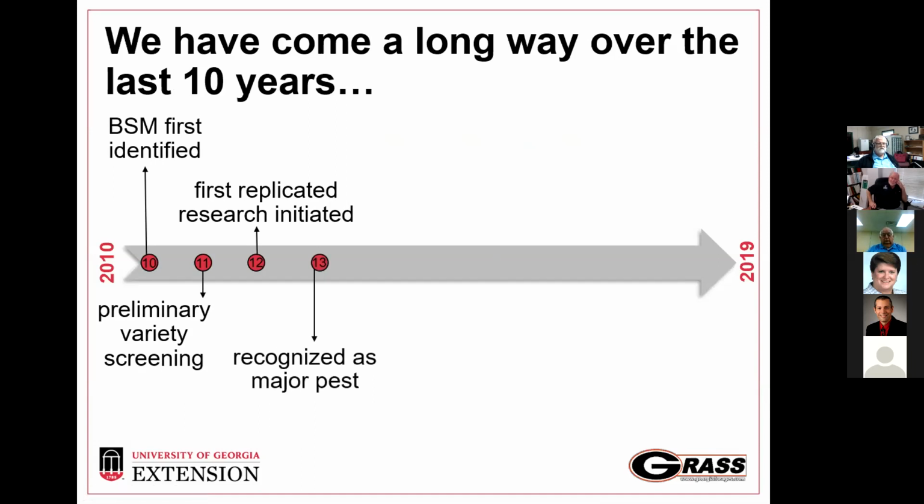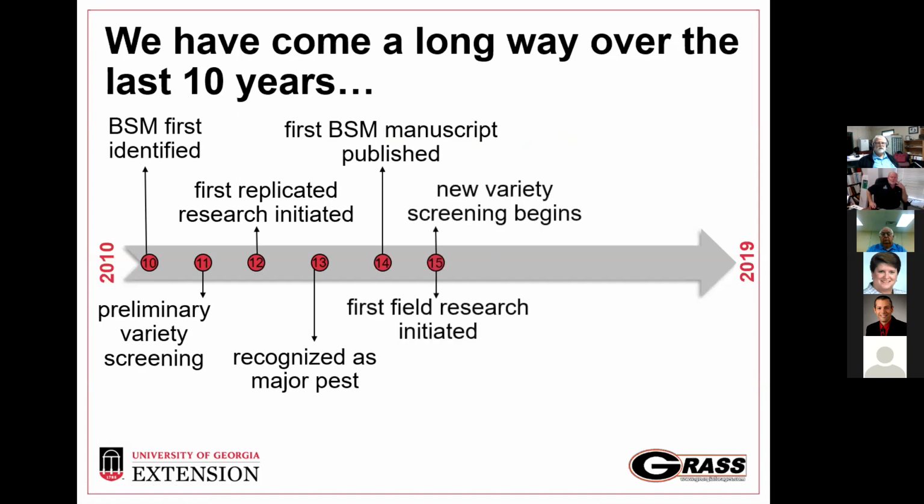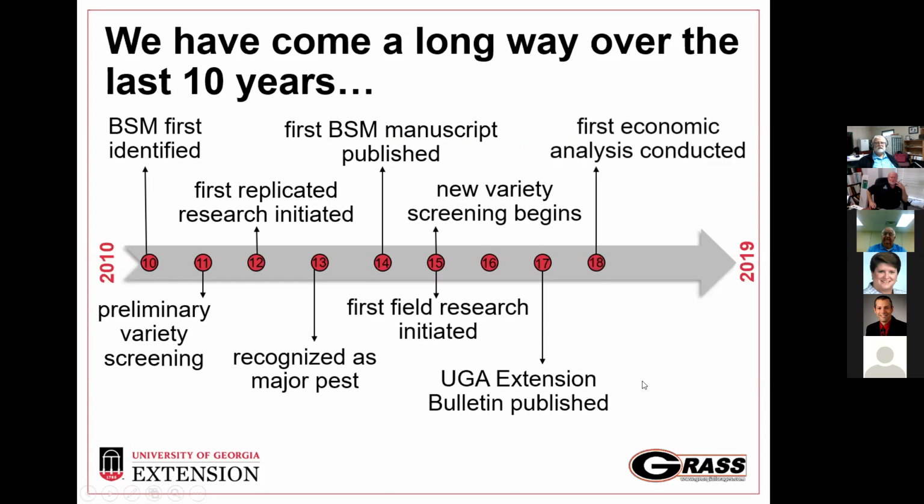In 2013, it was recognized as a major pest. First scientific manuscripts were published in 2014. Variety screening and field research initiated in 2015. The extension bulletin about Bermudagrass stem maggot management was published in 2017. And an economic analysis, which involved cooperative work with a number of county agents, was done in 2018, and continuing research going on beginning in 2019.